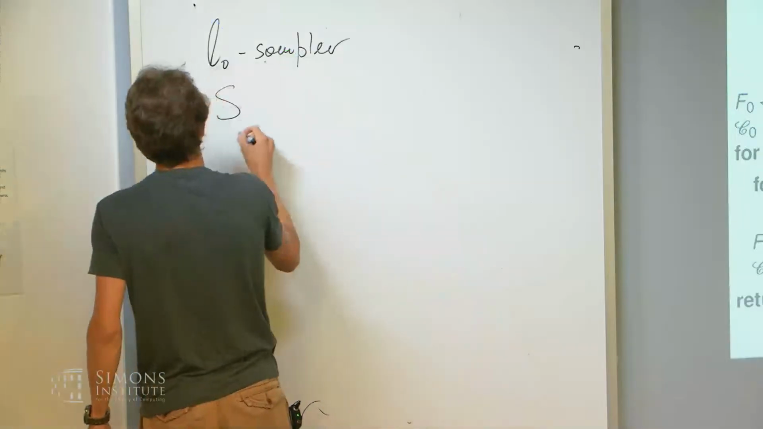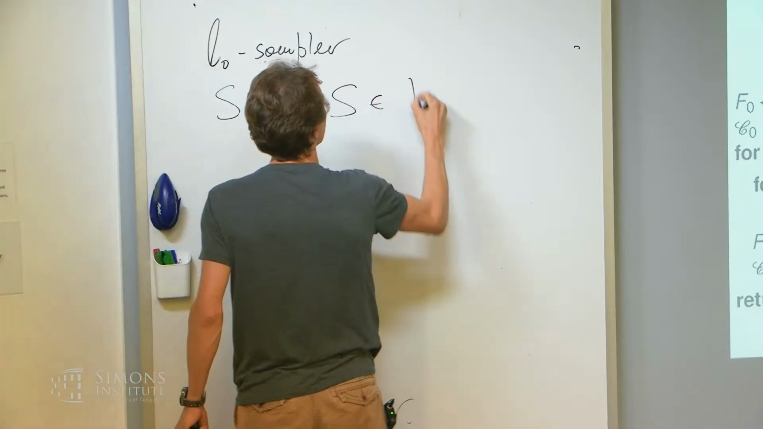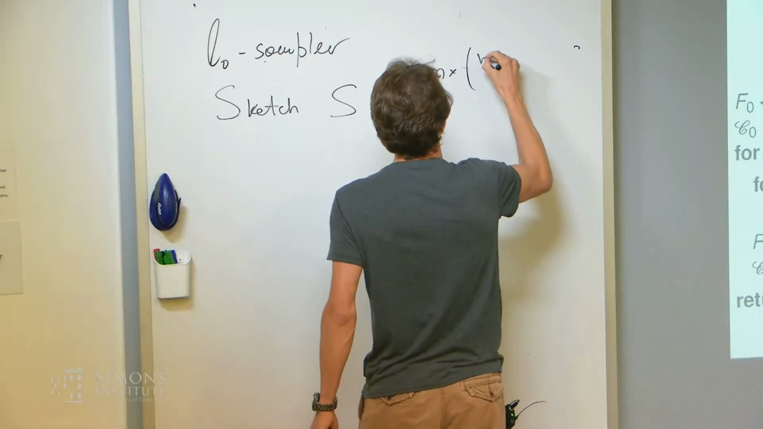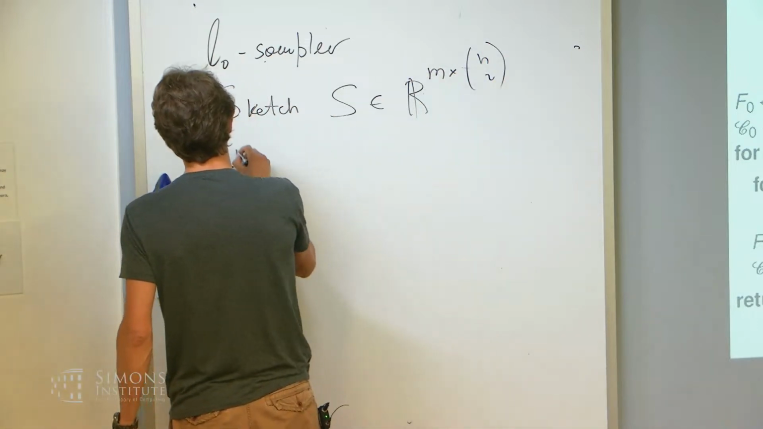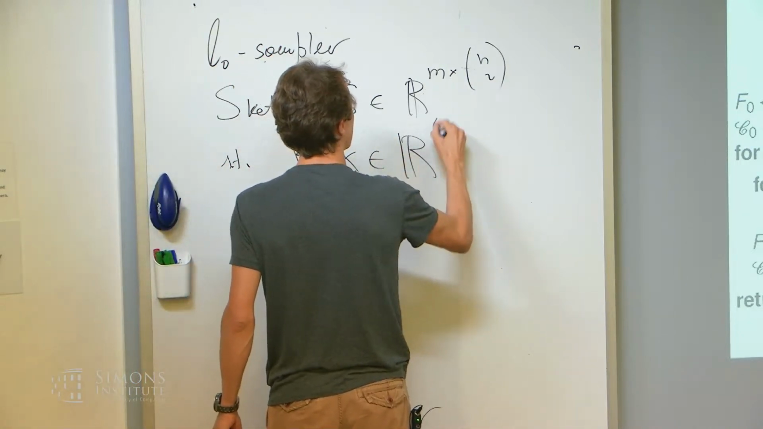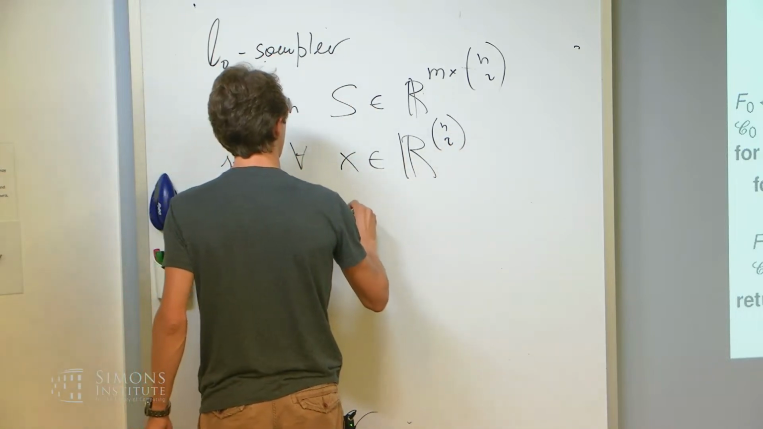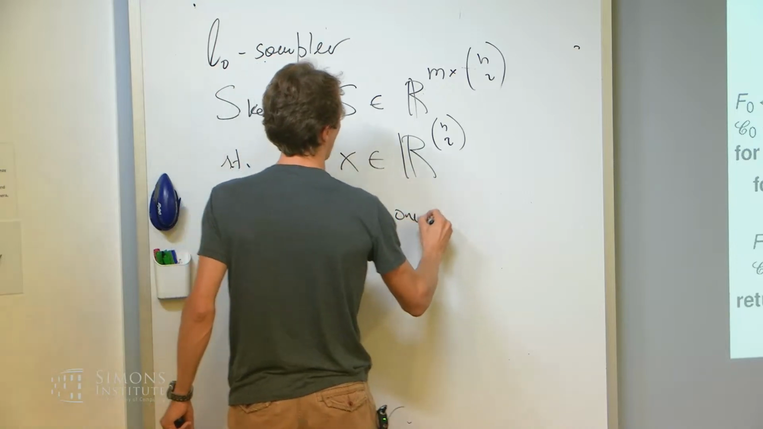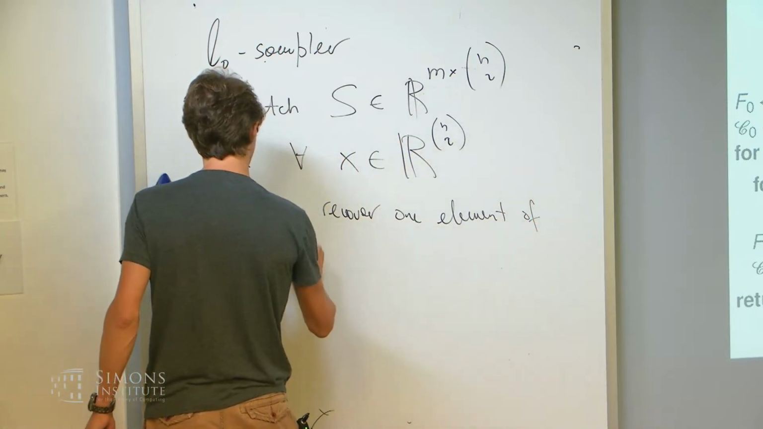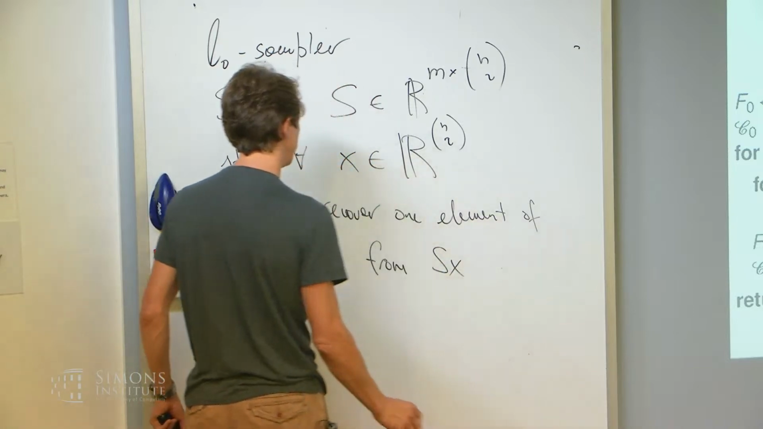An L0 sampler is a sketch S. It's a random matrix with m rows, and in this application, n choose 2 columns, such that for any given x in R^(n choose 2), one can recover one element of the support of x from S times x. Okay?